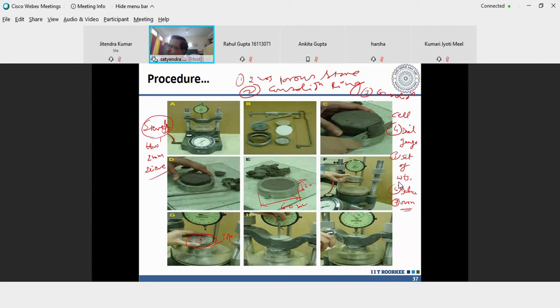Now, how is the loading done? In this small slot, you place a steel ball, and on this steel ball, you place this loading frame, and this loading frame also has a small slot in the center, which is placed above that steel ball. So the steel ball top is placed within this frame, and the steel ball bottom is placed in this plate. So there is a proper connection between the loading frame and the sample.